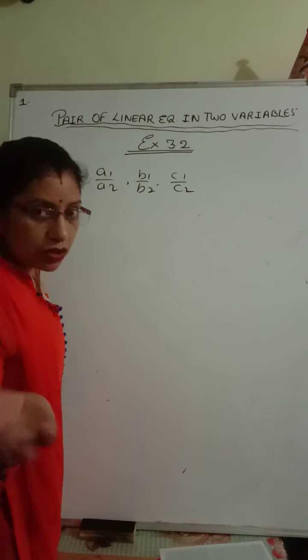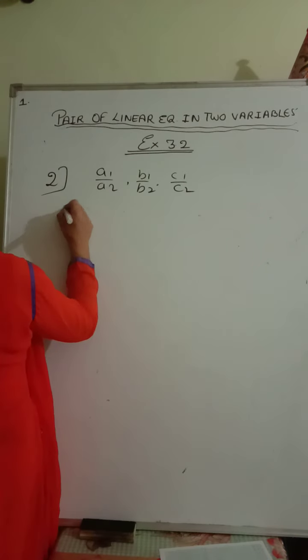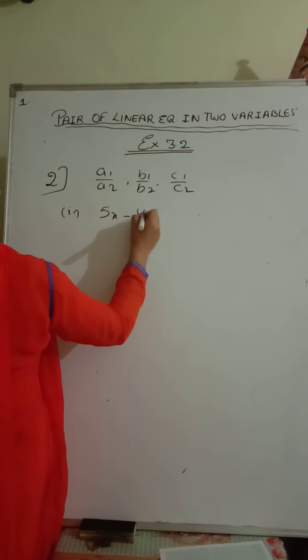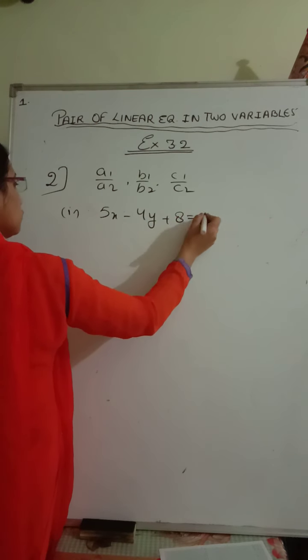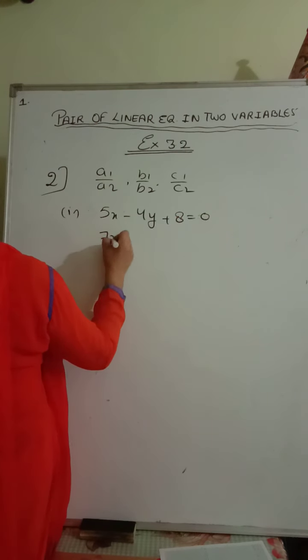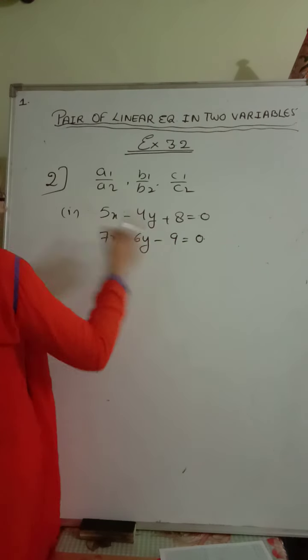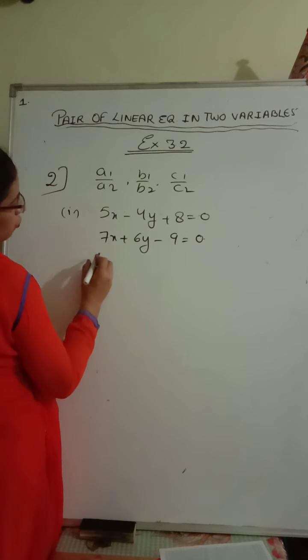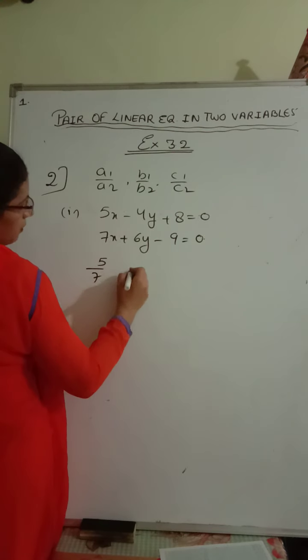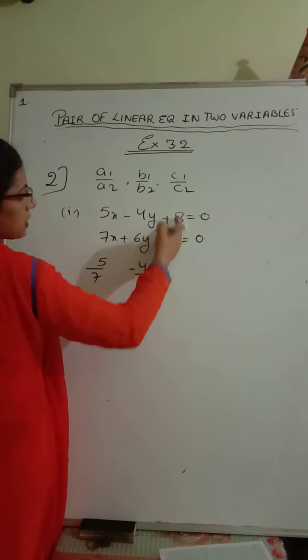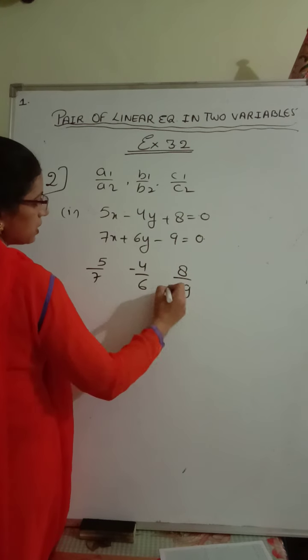क्या होंगी? Intersecting होंगी, parallel होंगी या coincident होंगी. First part: 5x minus 4y plus 8 equals to 0, very easy. And second is 7x plus 6y minus 9 equals to 0. So this is the first equation. A1 upon A2 is 5 upon 7. B1 upon B2 is minus 4 upon 6. C1 upon C2 is 8 upon minus 9.